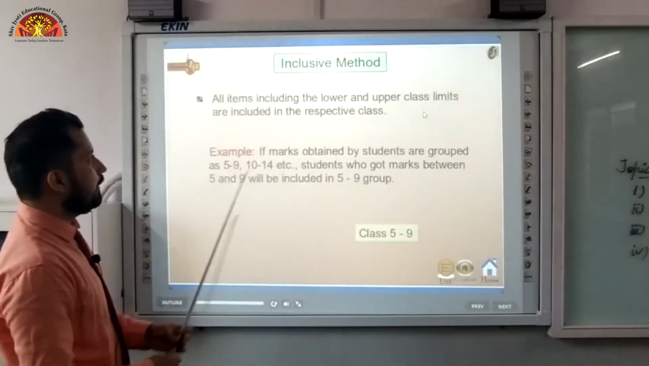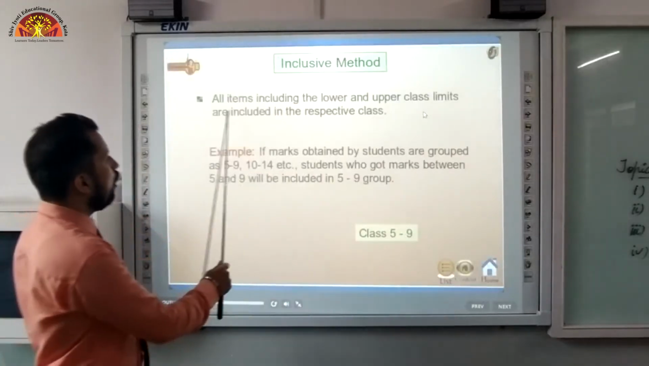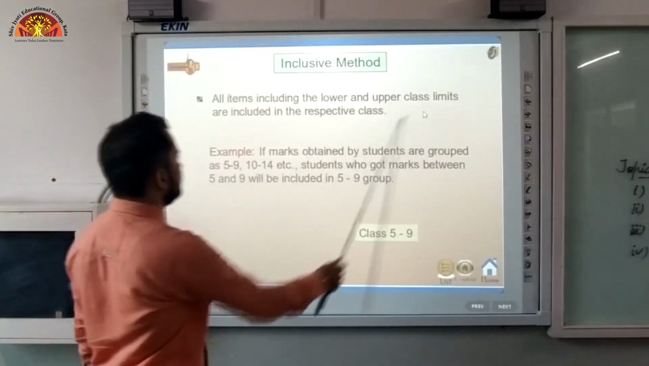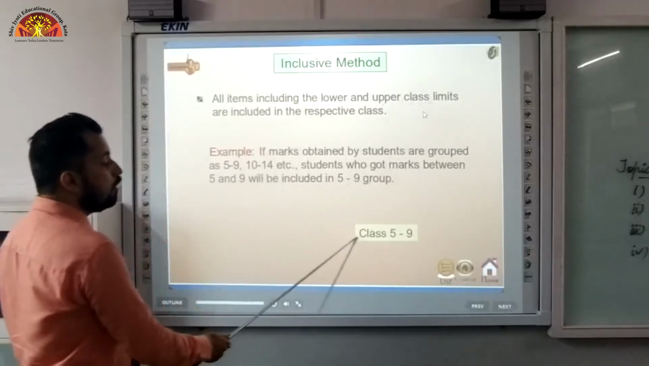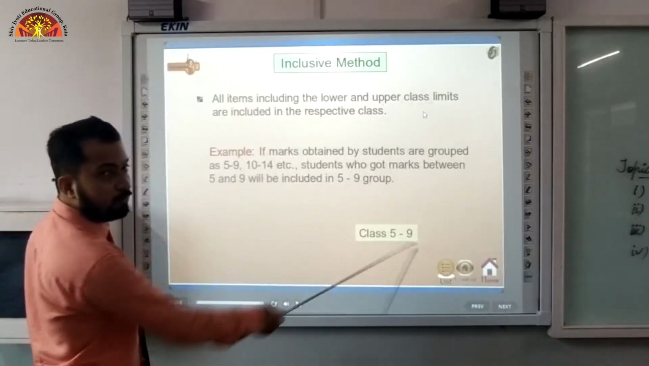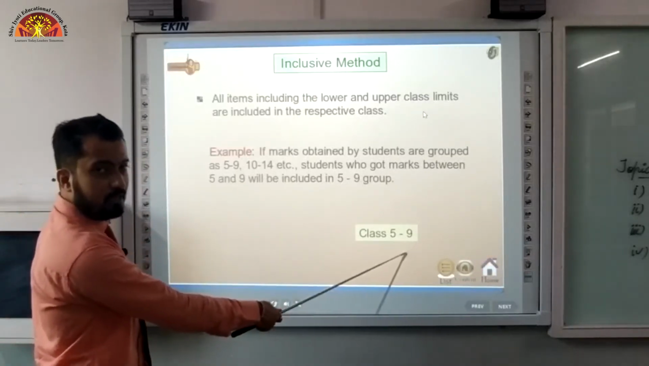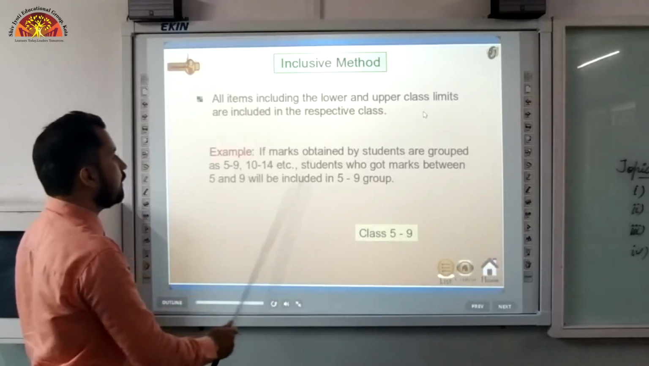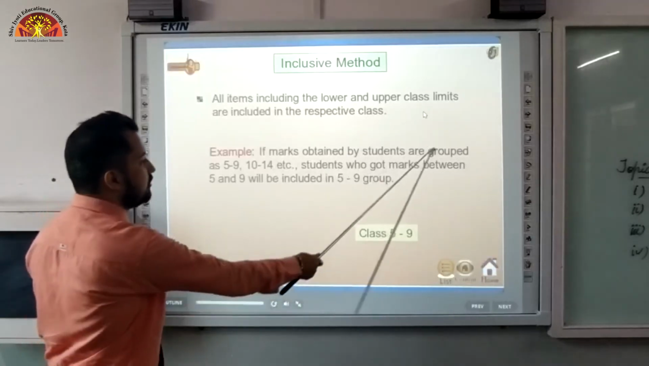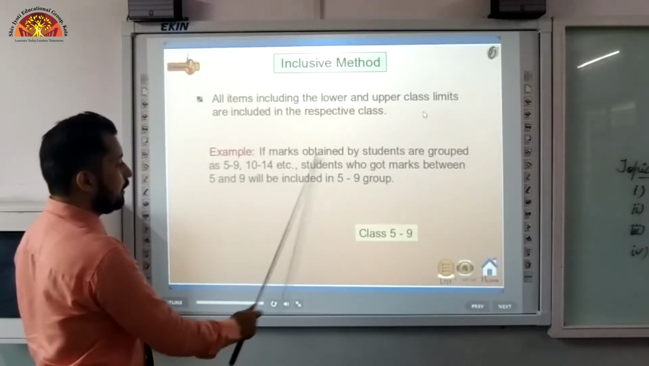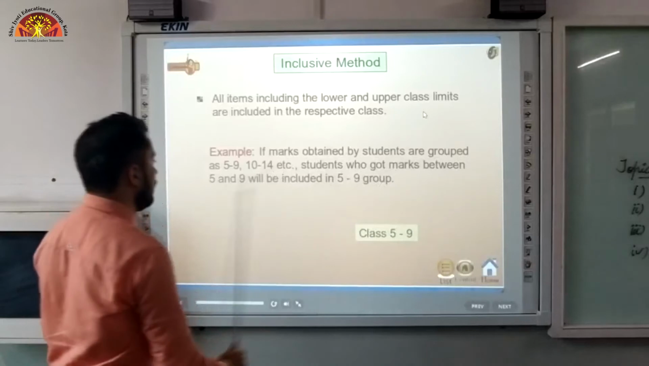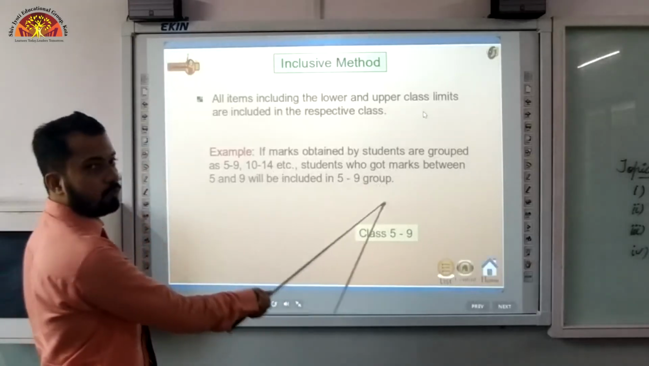Now what is meant by inclusive method? All items including the lower and upper class limits are included in the respective class. You can see here the class 5 to 9. The class has been given as 5 to 9. If marks obtained by students are grouped as 5 to 9, 10 to 14 etc., students who got marks between 5 and 9 will be included in the 5 to 9 group.